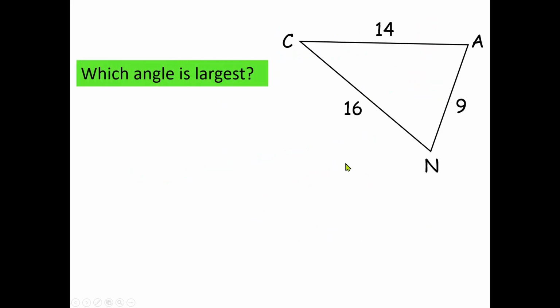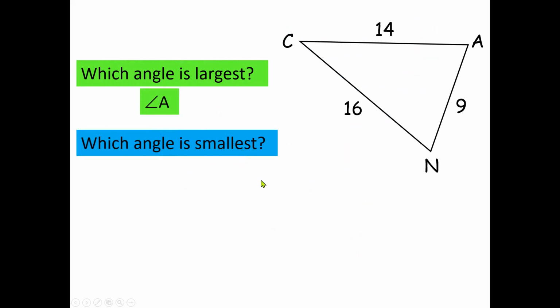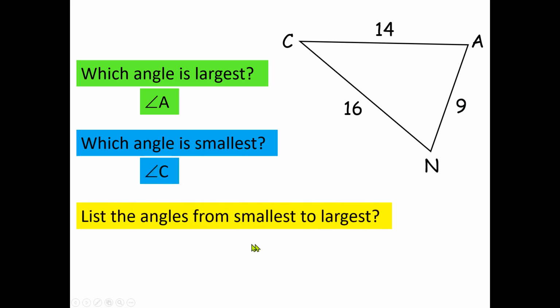Okay, which angle is largest? Across from here, so it's A. Which angle is smallest? Yeah, across from the 9, so it's C. So smallest to largest: angle C, N, and A.